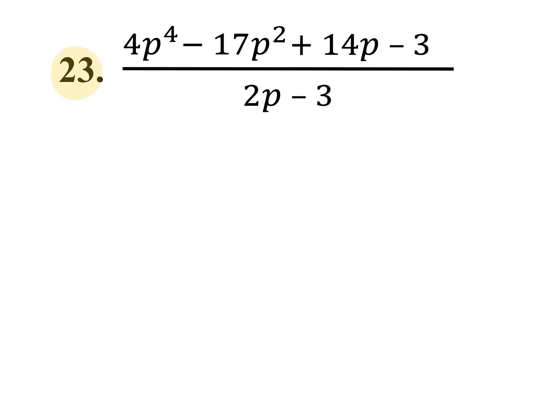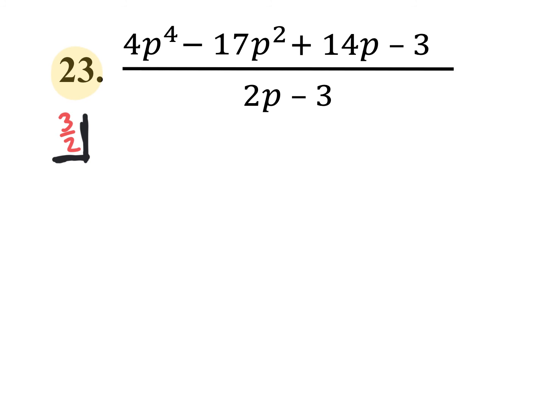Now normally, if you didn't have this 2, if it were just p minus 3, for sure, just plug in the positive 3 right there and go. But we don't have p minus 3, we have 2p minus 3. So what is the value that's going to go inside the box? It's not positive 3, it's what? 3/2. Positive 3 over 2.